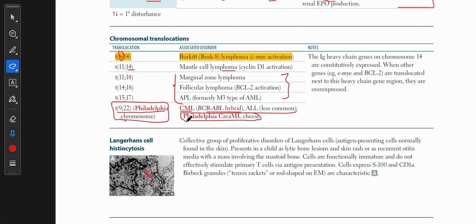This is very important. You should have this at the tip of your tongue. You do not need any mnemonics to remember this. In notes, the immunoglobulin heavy chain genes on chromosome 14 are constitutively expressed. So when other genes, for example CMYC or BCL2, are translocated next to this heavy chain gene region, they are overexpressed. That is why there is coexistence of these mutations.